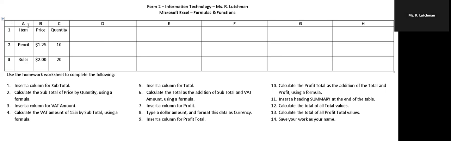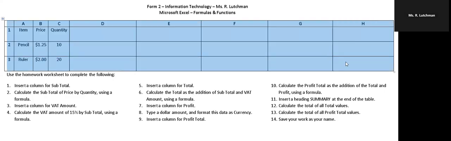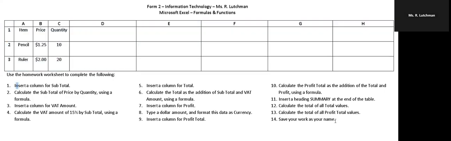First of all, we have a spreadsheet to the top here, and then we have a list of questions at the bottom. Let's look at our spreadsheet. We have our row numbers and we have our column letters. In our spreadsheet itself, item, price, quantity, those look like our table headings. And under item, we have pencil and ruler. Under price, we have prices. And under quantity, we have amounts. Okay, and then it's blank otherwise.